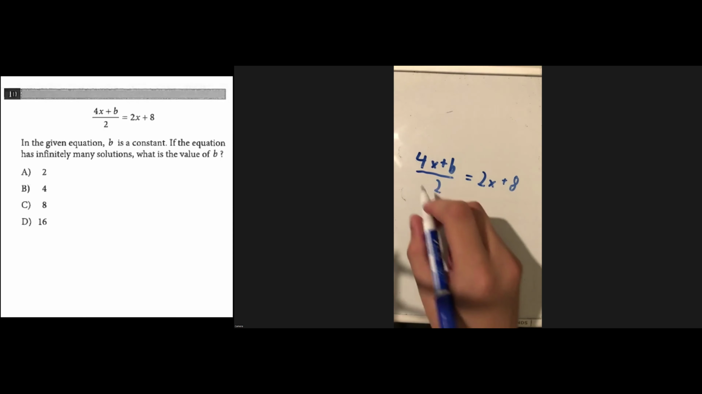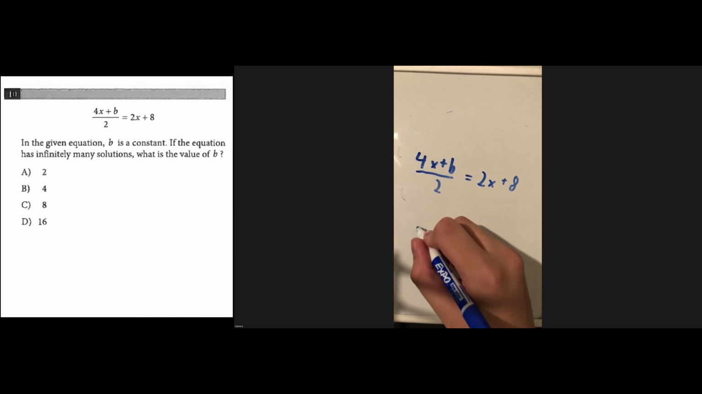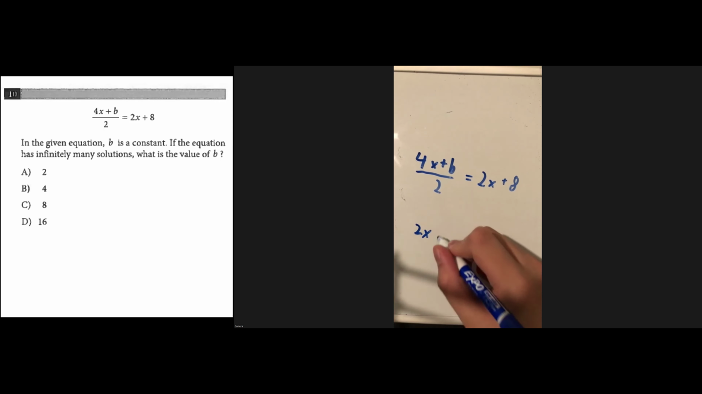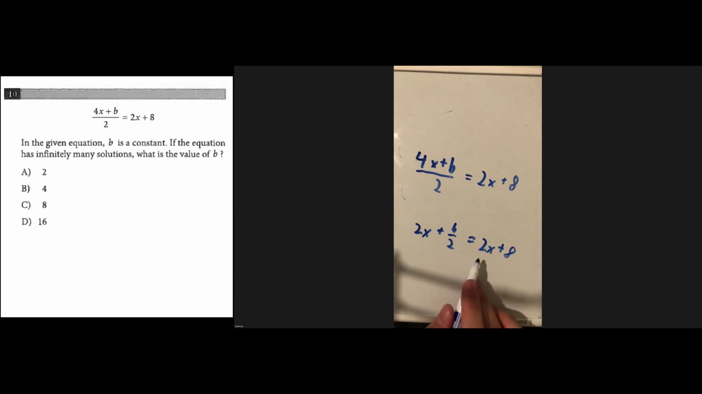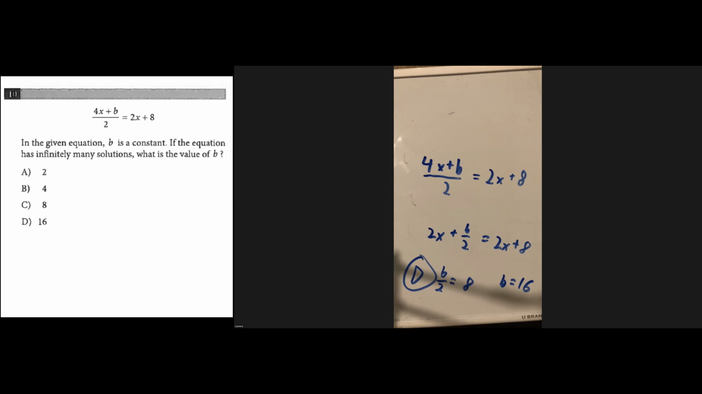And so for that, let's simplify this left side. 4x divided by 2 is just 2x, plus b over 2, equals 2x plus 8. We can subtract 2x from both sides, and we have b over 2 equals 8. We multiply both sides by 2. And that gets us b is equal to 16, which is answer choice D. Okay, question 11.